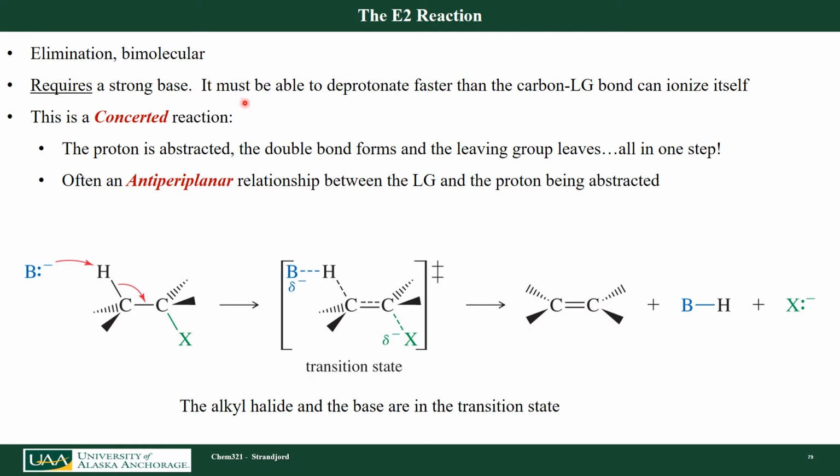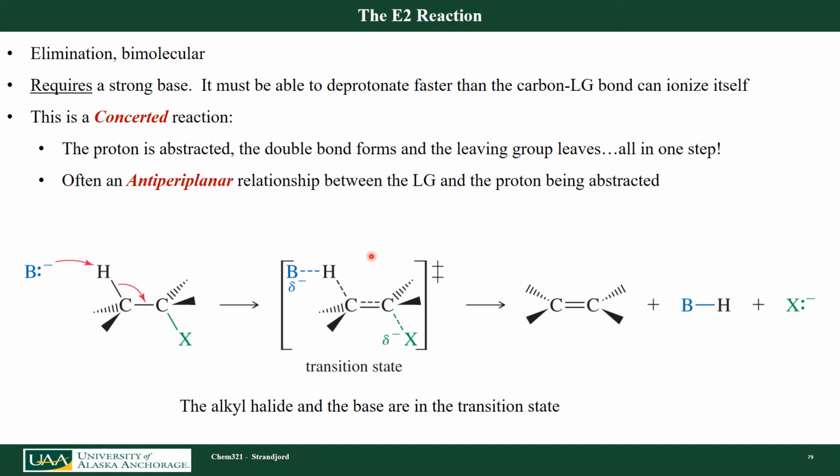In other words, that base must be strong enough to deprotonate faster than the carbon-leaving group bond itself can ionize to form a carbocation. So this reaction is a concerted reaction. The proton is abstracted, the double bond forms, and the leaving group leaves all in one step. In other words, we're going to have a transition state.